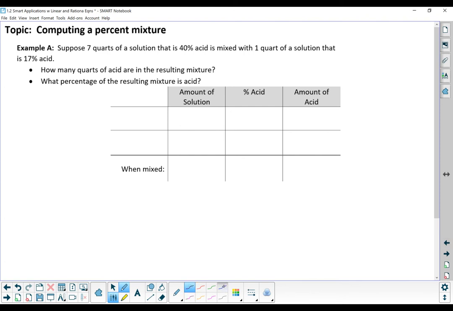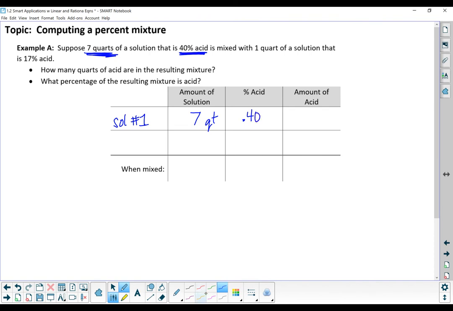So let's use this table to help us organize our thoughts. We've got two solutions here. I'm going to call this first one solution number 1. For solution number 1, we have 7 quarts, and it is 40% acid. So we have a quantity or an amount of 7 quarts, and the percent acid is 40. Now I'm going to put that in decimal form.